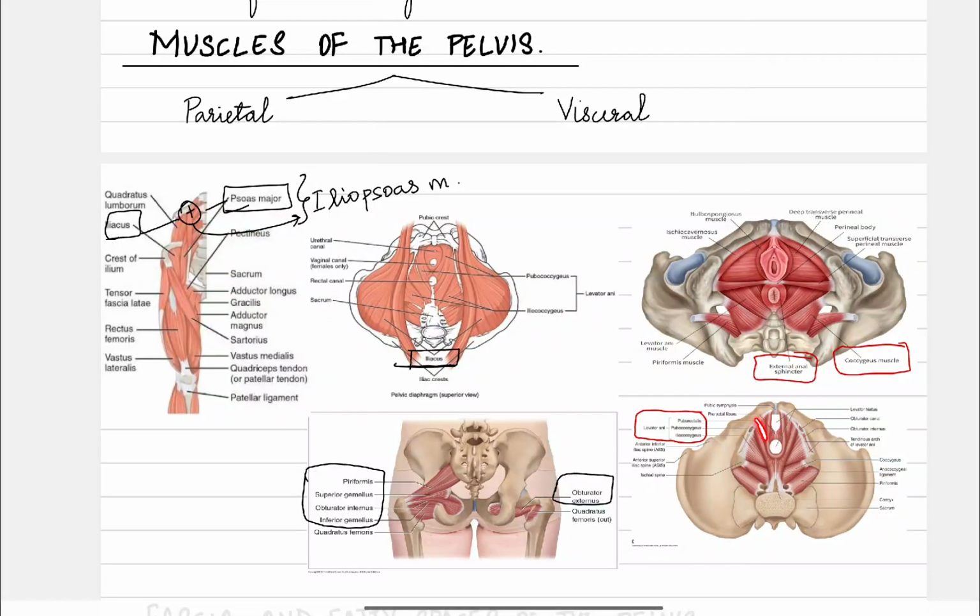Puborectalis, pubococcygeus and iliococcygeus. These are the levator ani muscles. Next is the coccygeus muscle. And the external anal sphincter muscles are also present.